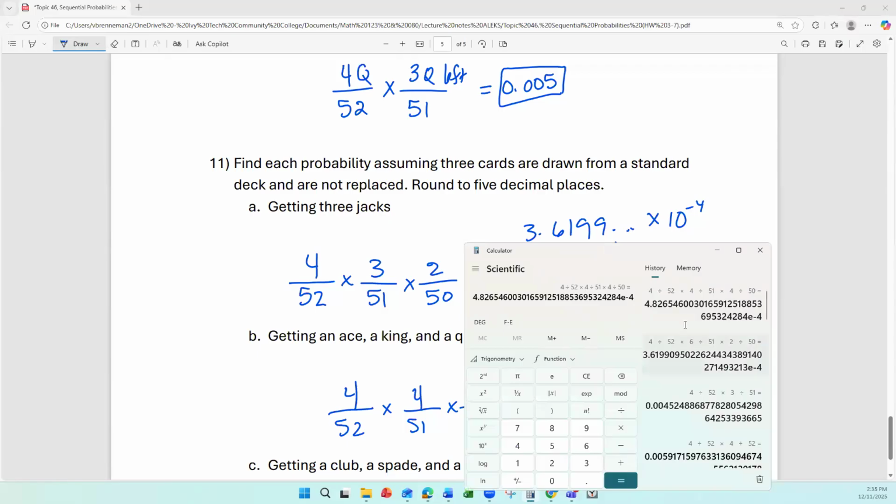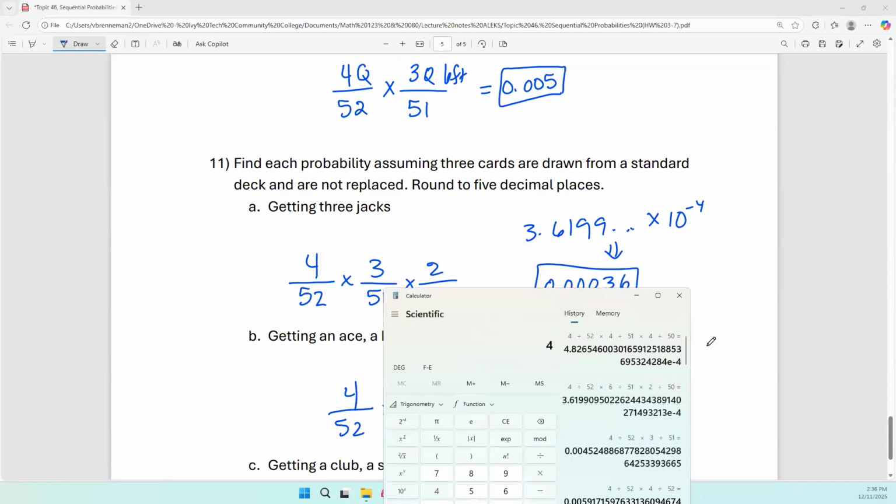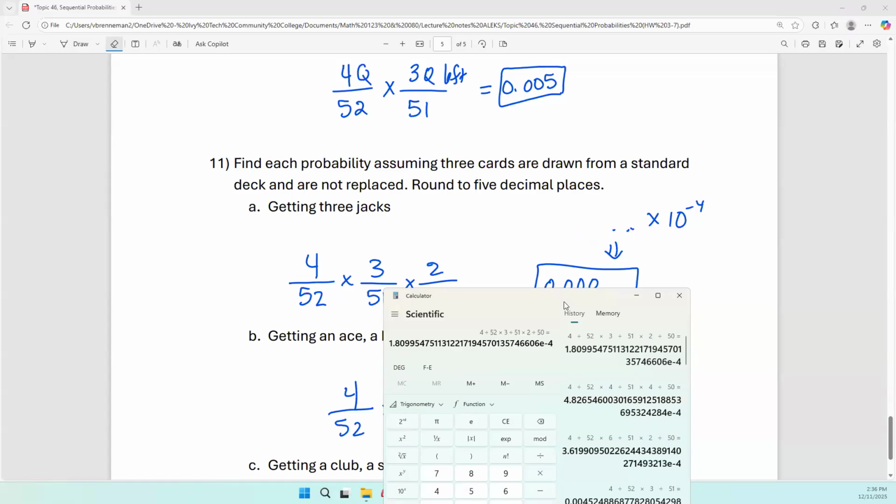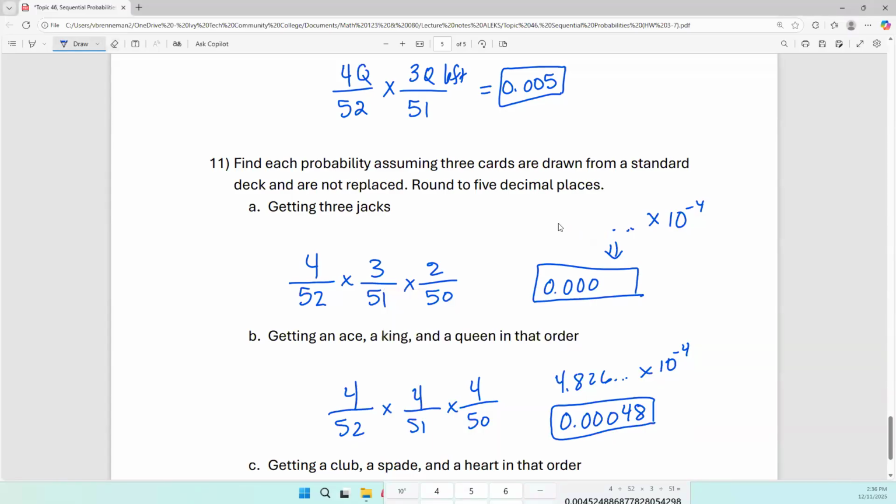And backing up a little bit, I hit 6 instead of 3 on that previous one. So 4 out of 52 times 3 out of 51 times 2 out of 50. It's 1.8099. So 0.00018 on that.